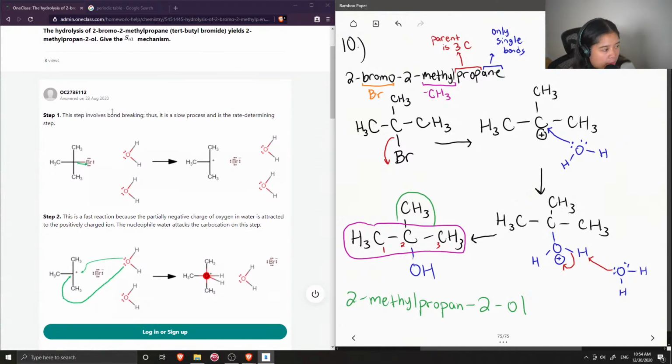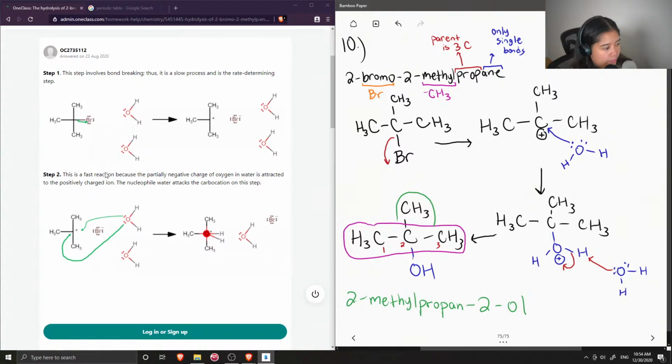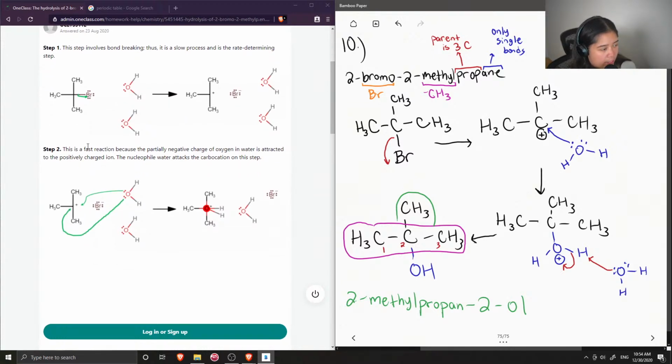Let's see what the junior tutor said. Step 1, this step involves bond breaking. Thus, it is a slow process and is the rate determining step. Okay, so they form the carbocation with the bromine group acting as the leaving group. Step 2, this is a fast reaction because the partially negative charge on oxygen in water is attracted to the positively charged ion. The nucleophile water attacks the carbocation in this step.